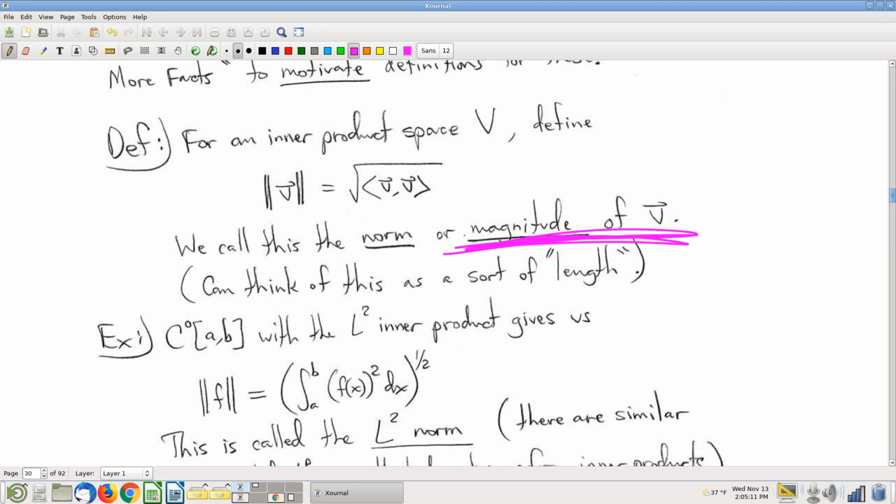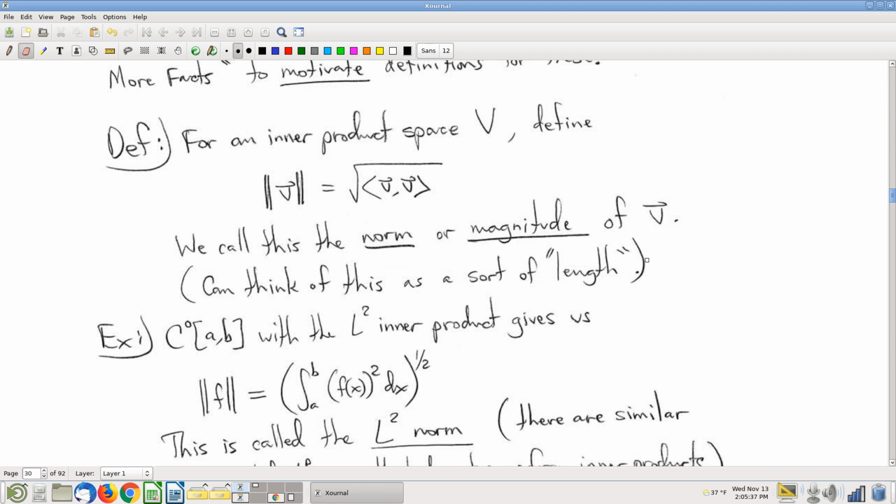Okay. All right. Lingo thing. Sometimes these are called norms. So norm or magnitude. You might even hear people refer to this as the length of a vector in an inner product space, and sure, I suppose that's fine. Okay, seem like a reasonable choice? Anybody questions? Feel free. Okay.